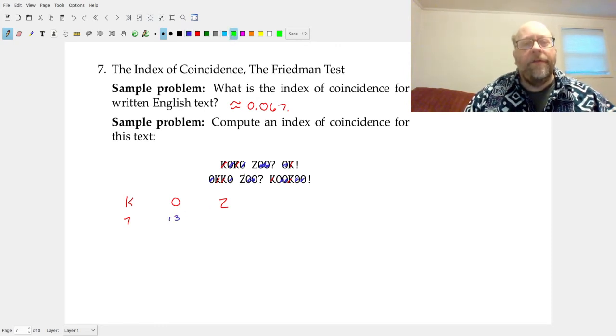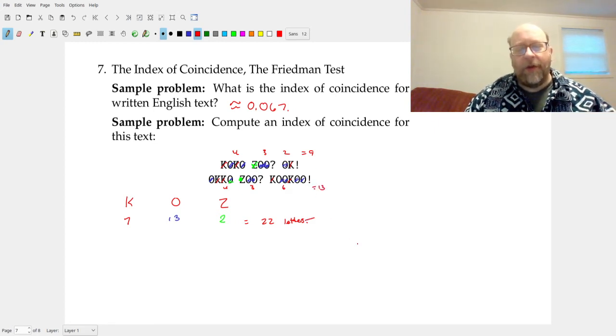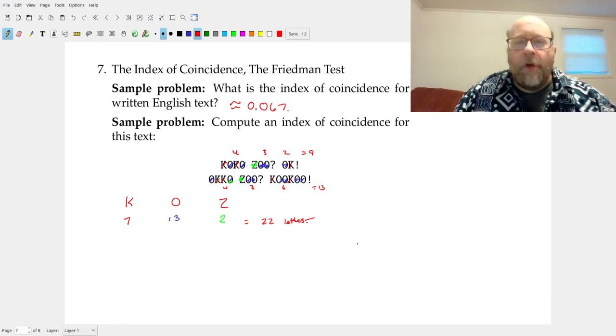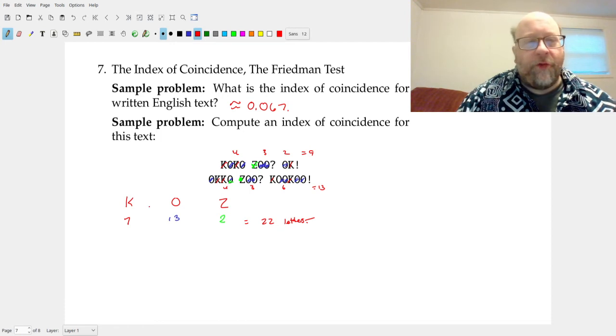And Z shows up 1, 2 times. Right over there. This is a total of 22 letters. I'll double check. That would be 4 plus 3 plus 2. That's 9 letters in the top row. 4 and 3 and 6 is 13 letters in the bottom row. 9 and 13 does add up to 22. Okay. So these counts I'm pretty comfortable with.